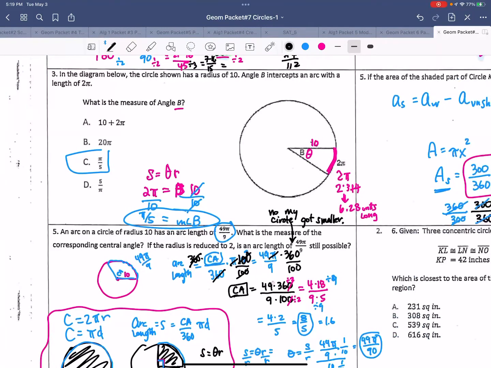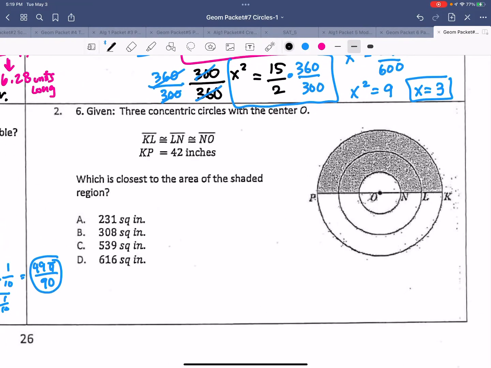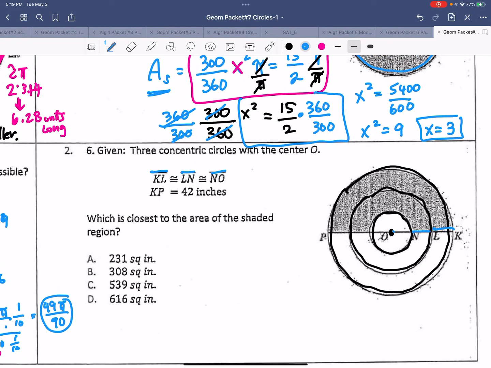Okay, last question for the day. Question number 2 says, given there are 3 concentric circles, and concentric just means a dartboard, meaning they share the same center. Given that KL, this length, is equal to this length, is equal to this length, so it's definitely a dartboard. Those distances are the same as you go out. And that the whole distance, KP, is 42.